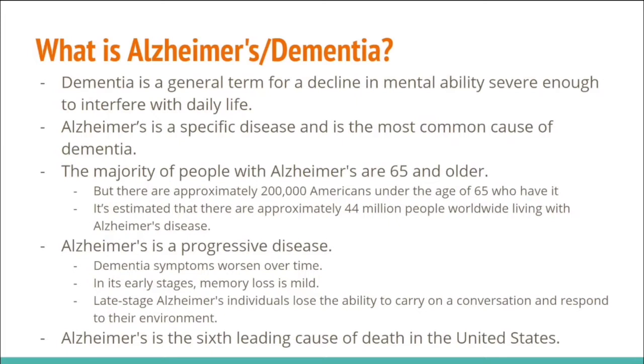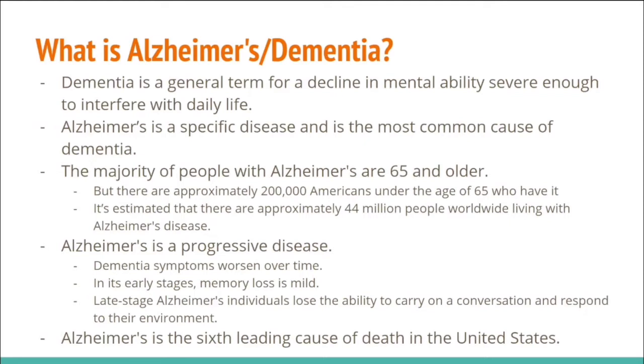The next mental condition I'm going to be talking about is Alzheimer's/dementia. So, dementia and Alzheimer's are very mixed up and are commonly mistaken for each other. I'm here to clarify that. Dementia is a general term for a decline in mental ability severe enough to interfere with daily life. Alzheimer's is the most common cause of dementia. Alzheimer's is a specific disease, and dementia is not.